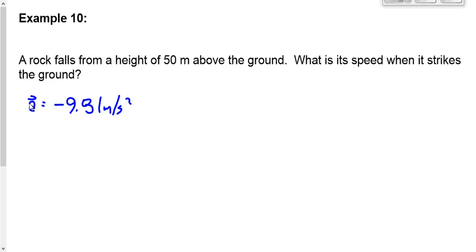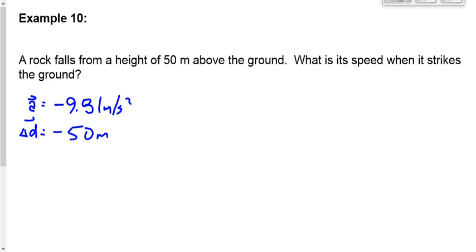Falls from a height of 50 meters. So it falls 50 meters. What is that going to be? We're going to make that the displacement, right? Displacement is 50 meters, right? There's something wrong with what I just did. Small thing, Aaron. Yeah, it's going to be negative 50 meters, right? Because the displacement is downward. We end up below where we started, right? If A is negative 9.81, then delta D has to be negative 50 to be consistent with that.